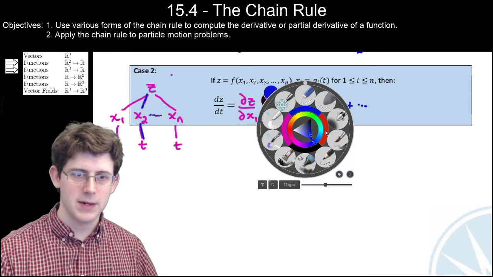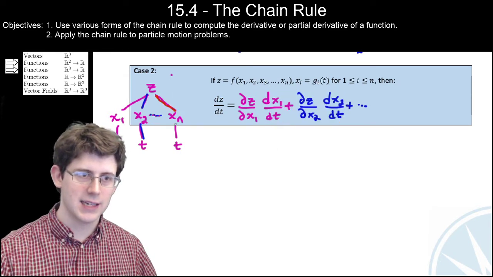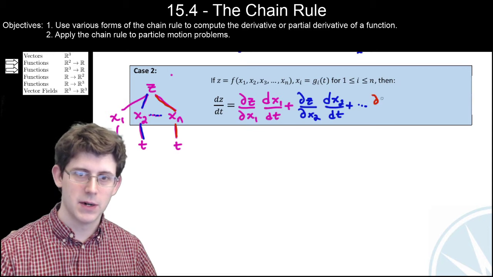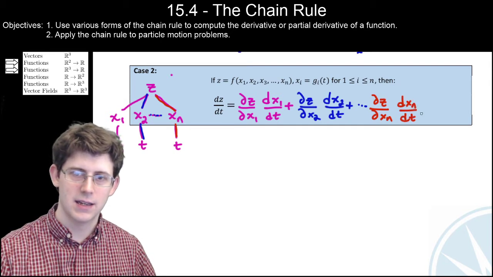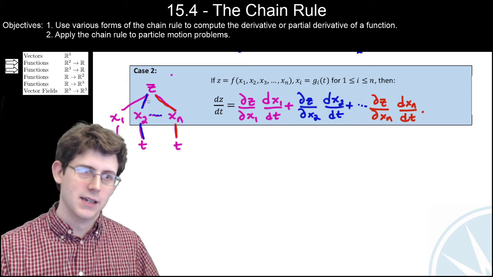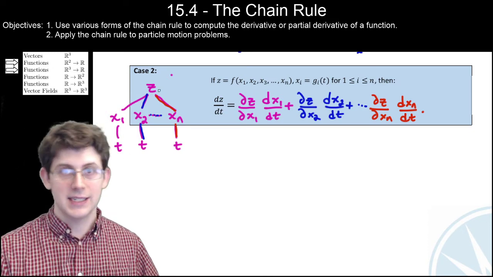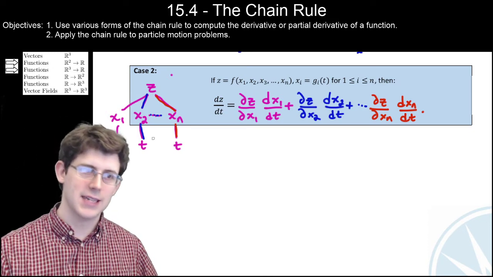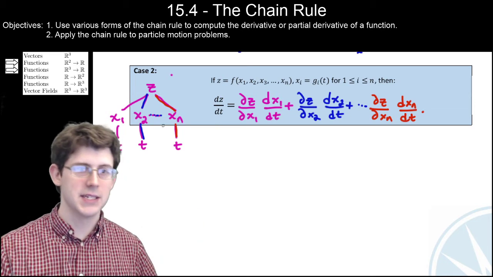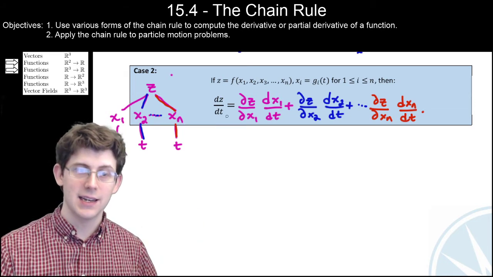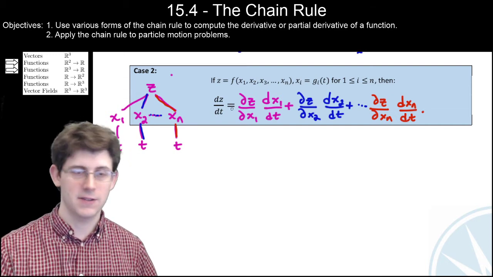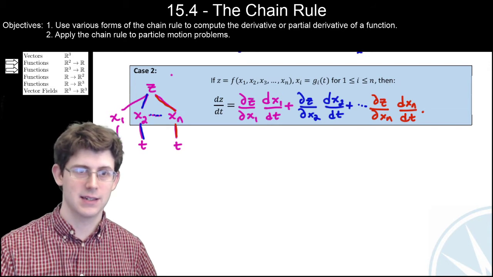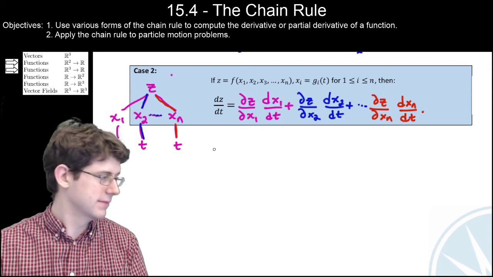And then we'll write the last one. The last one goes through xn and then to t. So it's partial z, partial xn, dxn dt. So it doesn't really matter how many variables z depends on. You draw out the little diagram of what variables depend on what variables. And then if you want dz dt, you look for all the paths that go from z to t, like what is in between. For each one, you make one of these little contraptions. It's kind of nice.